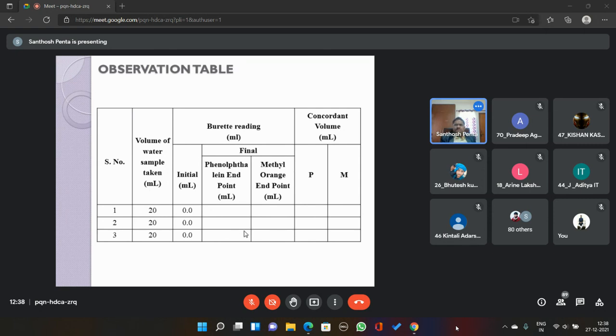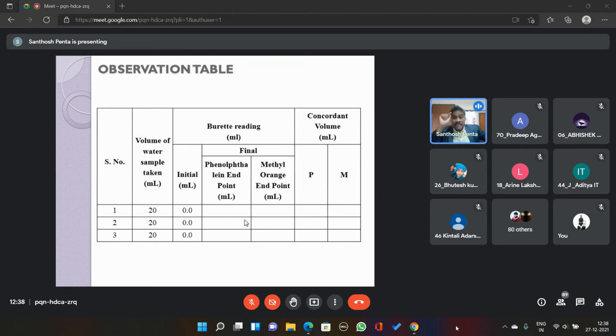Don't get confused. Pipette out 20 ml, initial reading is 0, then you add phenolphthalein indicator. It does not give any coloration, which means the phenolphthalein end point is also 0. You put it as 0. Then you continue the titration. The solution is colorless, then add methyl orange indicator. If the solution turns to yellow color, that indicates the presence of bicarbonate. That is having the bicarbonate ions. Remember this.